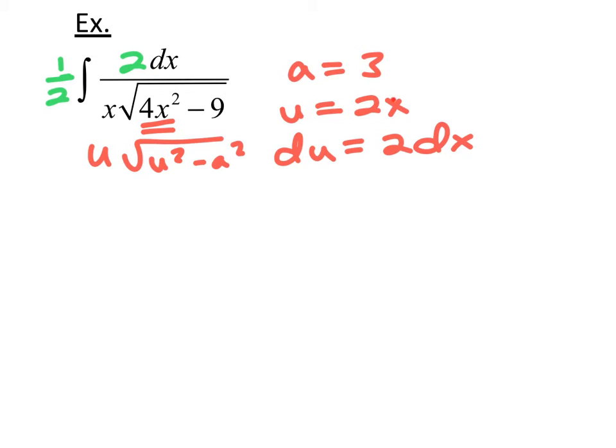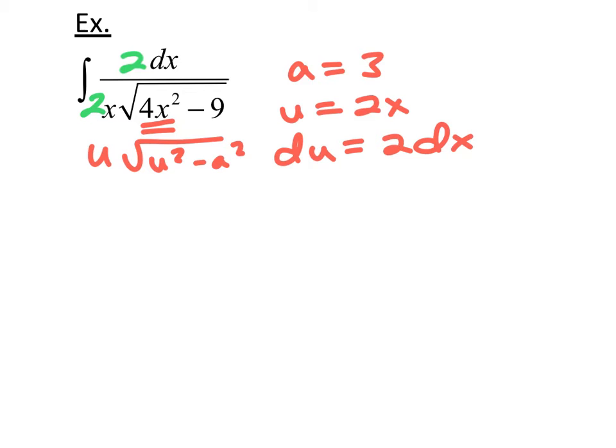Since I wanted 2x on the bottom for that u out in front of the root, I'm actually going to move this back onto the inside. That way I have that 2x all together. So let me erase this part. And I'm going to move that 2 into the inside. And notice I'm not actually changing anything. I'm just multiplying by 1 in disguise, but I'm forcing everything to fit what I need it to fit for the pattern of the formula.